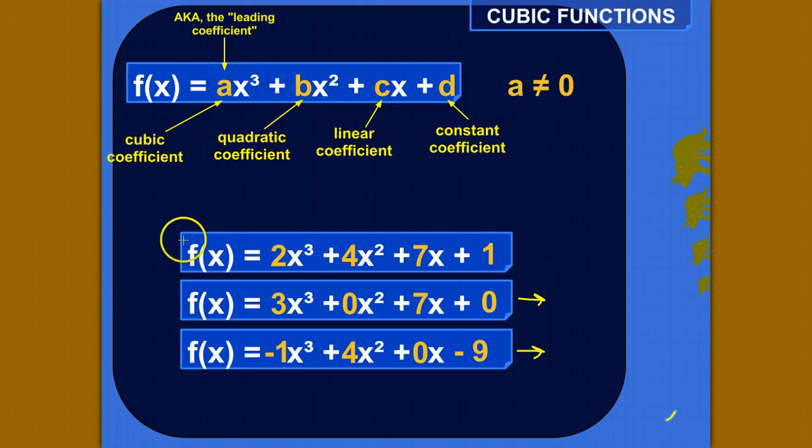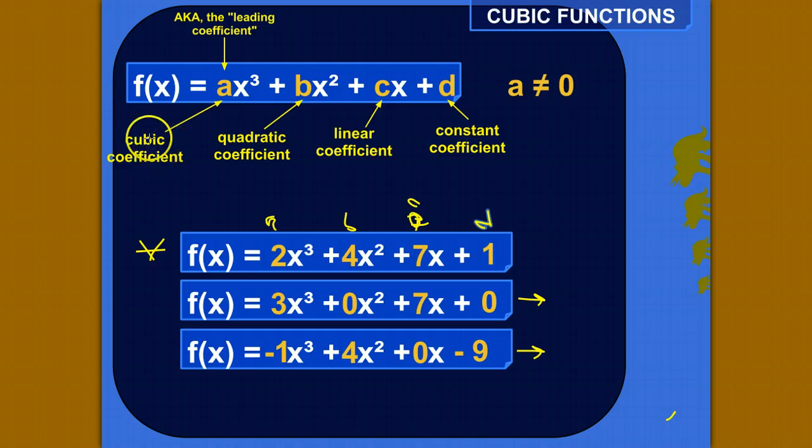So for example, in this function down here, a would be 2, and I've color coded this to make it pop out more. b is 4, that coefficient there. c is 7. Oops, I already wrote down the 7. c. And then d is 1. So that's all that means. There are different coefficients for each of these terms.